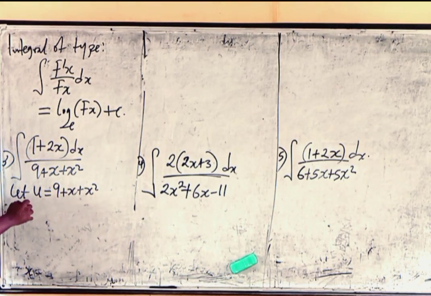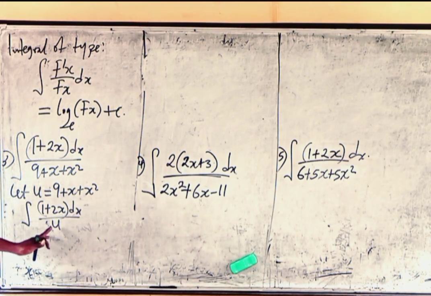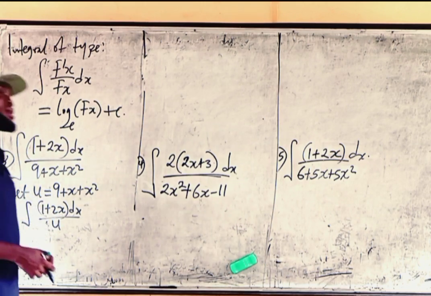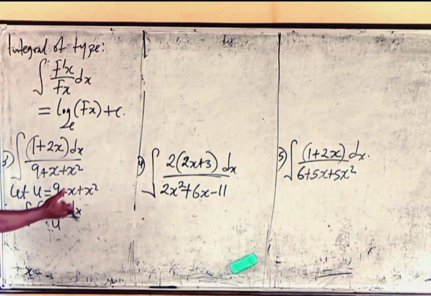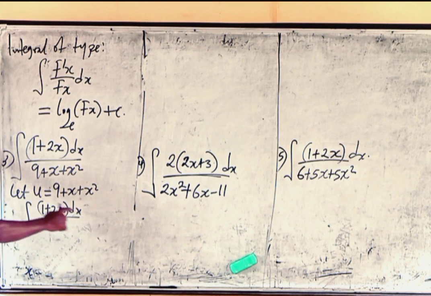Then the next thing, the question will be the integral of 1 plus 2x dx over u. Now, we cannot integrate u with respect to x. Forget about the numerator, we are giving preference to the denominator now. We cannot integrate u with respect to x. So we are going to find the equivalent value for u that is in x.